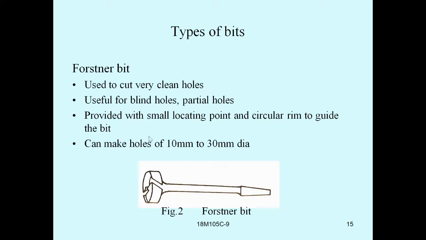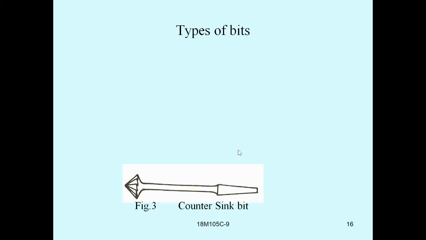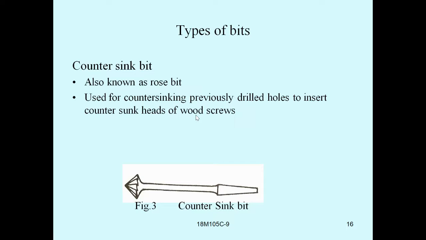Next, so it can make holes of 10 mm to 30 mm diameter. Okay, and the next type of bit is the countersink bit. We can see the diagram of a countersink bit here. They are also known as rose bit, because it looks like a rose.